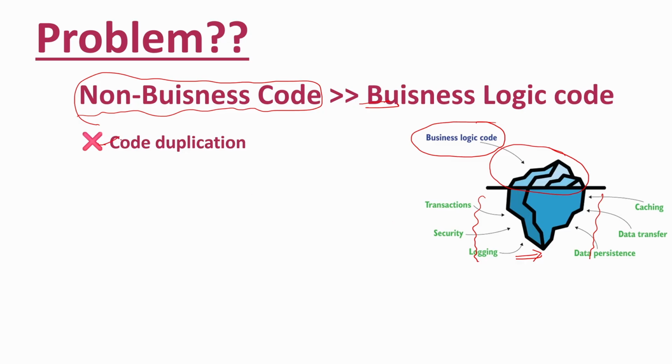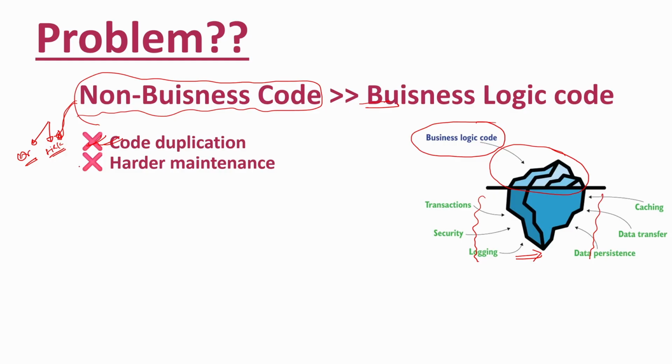So what is the problem? First, suppose a developer is making order management, then he has to write the same non-business logic requirement. If he or she is making ticket management, he or she has to write the same non-business logic code. So the non-business logic code gets repeated everywhere.